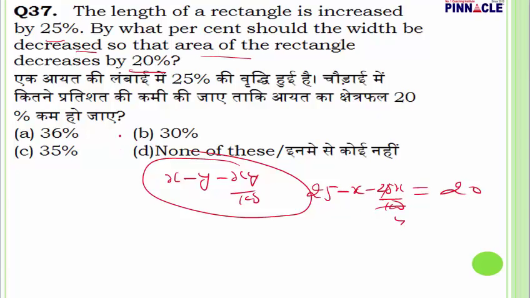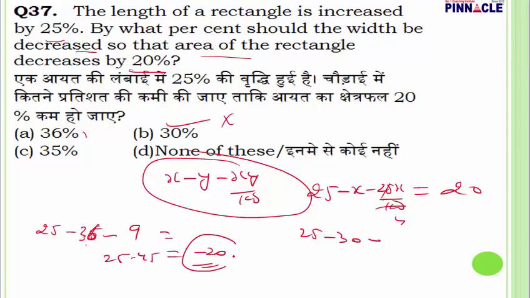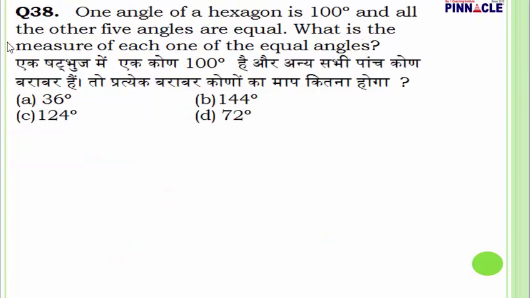Now put in values from the options to see which can be correct. If I put 30 here, then we will have 25 − 30 − 30/4. 30/4 would go into a fraction, so this cannot be possible. Now let's see this: 25 − 36 − 36/4, that is 9. So 25 − 36 − 9 is −20. And we are asking for −20, that is a 20% decrease. So from the options, we can easily find that A is the answer. Take the options and use this trick. This is the successive percentage technique and is highly useful.